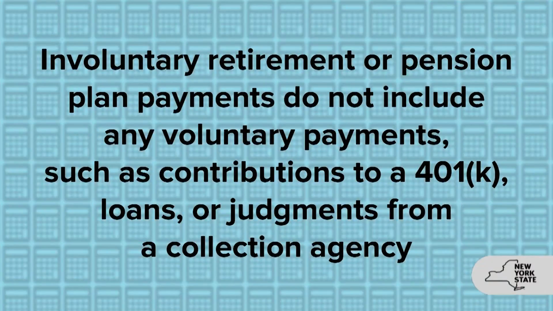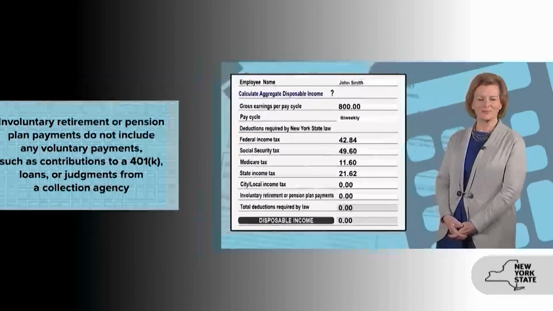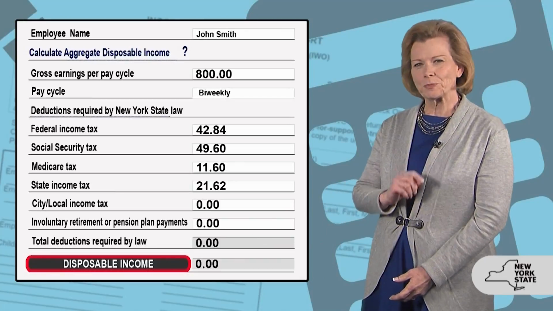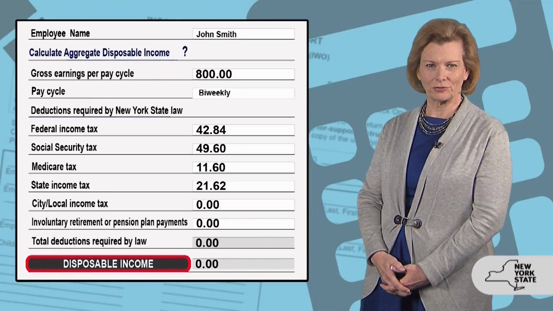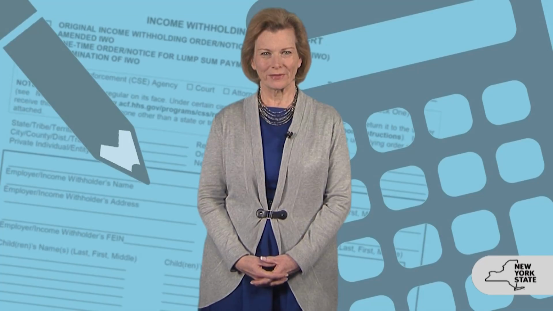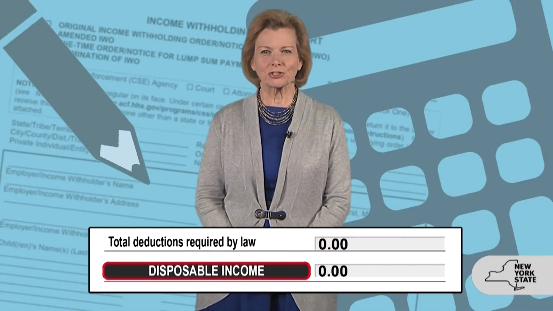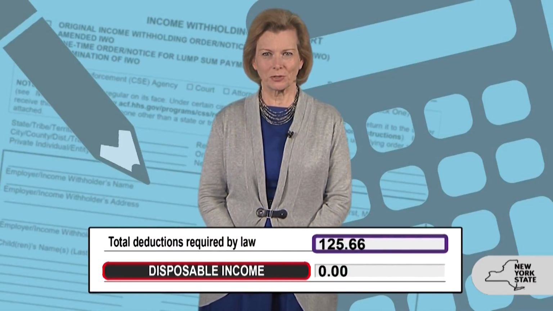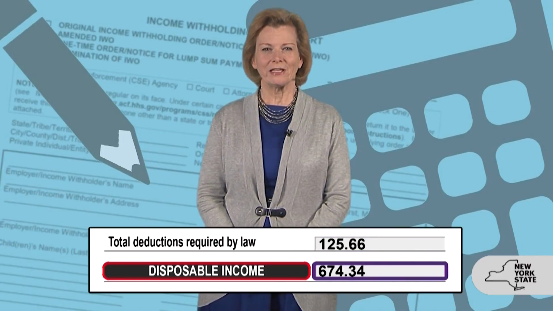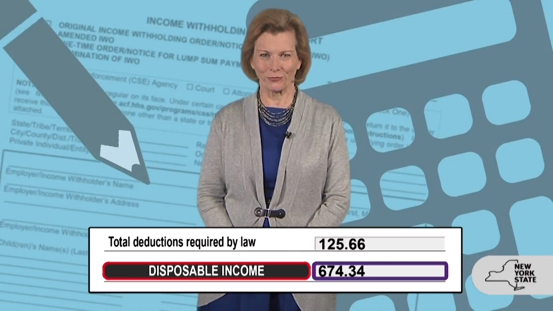Involuntary retirement or pension plan payments do not include any voluntary payments such as contributions to a 401k, loans, or judgments from a collection agency. After entering this data, click the Disposable Income button. This produces results in two calculated fields: total deductions required by law and disposable income. In our scenario, the total deductions required by law is $125.66, and the employee's disposable income is $674.34.